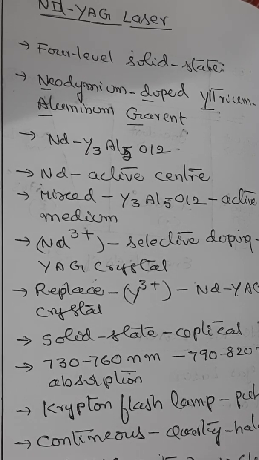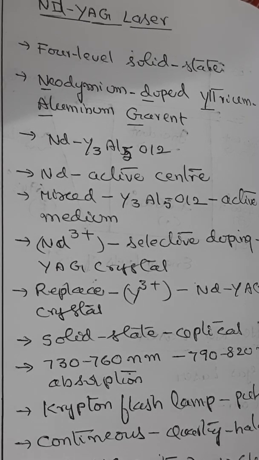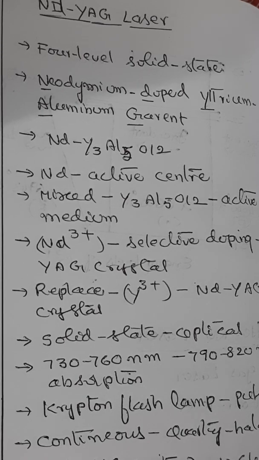Apart from this, other common host materials for neodymium are YLF, yttrium lithium fluoride, emitting at 1047 and 1053 nanometers, YVO4, yttrium vanadate, at 1064 nanometers, and even glass. The host material is chosen in order to obtain a desired combination of optical, mechanical, and thermal properties. Nd:YAG and glass variants are pumped by flash lamps, continuous gas discharge lamps, or near infrared laser diodes. They are called DPSS lasers.